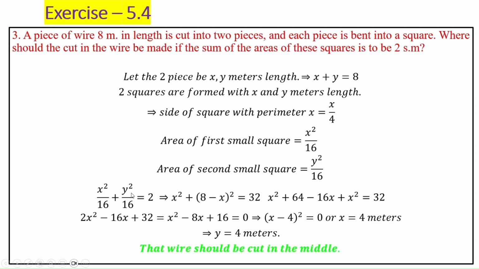Now x square by 16 plus y square by 16 equal to 2. That's what is given. And I'll replace y with 8 minus x from here. Okay, x plus y equal to 8. So with this, I'll form my quadratic equation, which is x square minus 8x plus 16 equal to 0. This is my quadratic equation. Okay, I can easily see this is in the a minus b whole square form. So x minus 4 whole square equals 0, or x equal to 4 meters. So that means y is also 4 meters. Okay, so the wire should be cut in the middle. Okay, next.